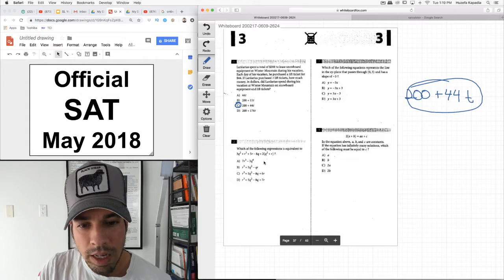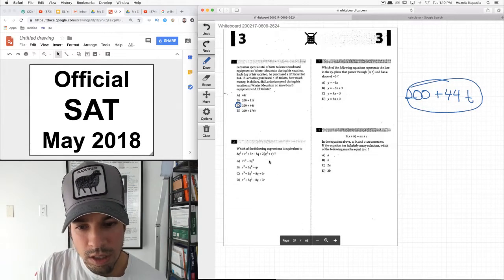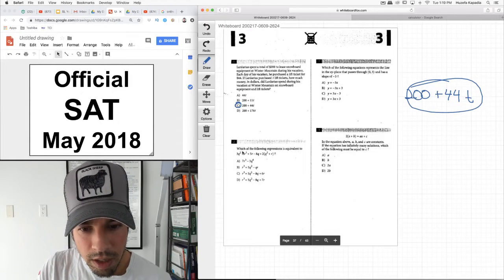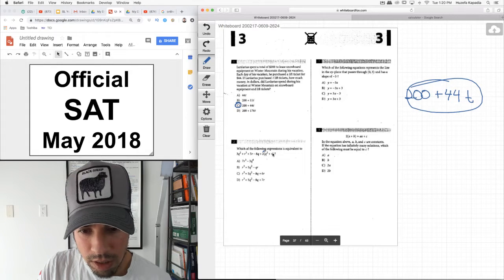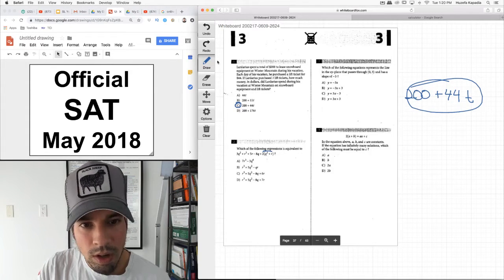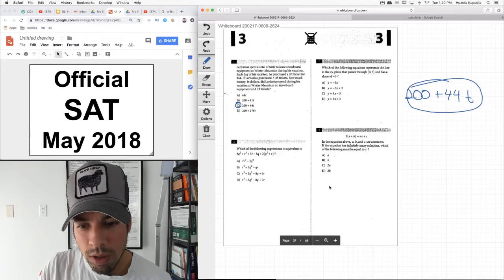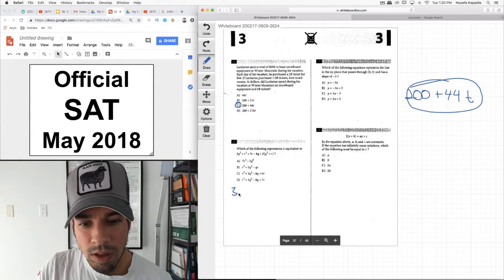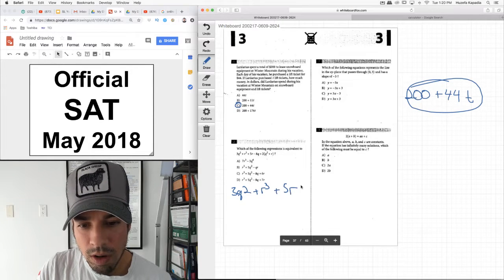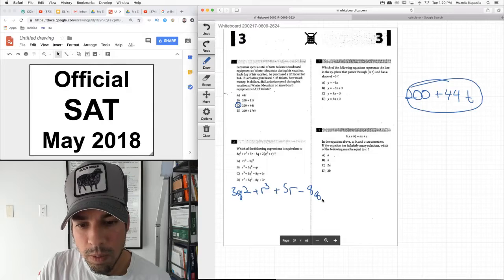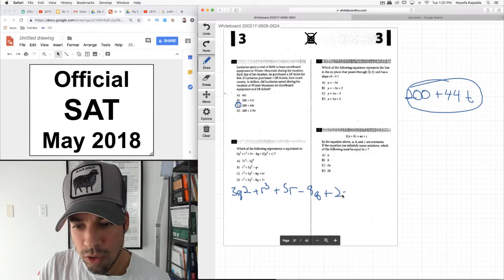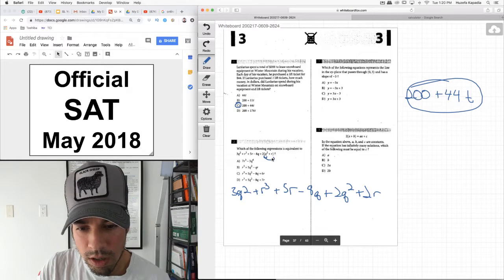Okay. Next, which of the following expressions is equivalent to this? All right, so what we're going to do is simplify. These guys can't be simplified, but I can distribute the 2. So the first thing, we want to attack parentheses like this. Gosh, this is kind of small. But I'm going to distribute that 2. And then we've got 3q squared plus r cubed plus 5r minus 8q plus 2q squared plus 2r. You see how I distributed that 2 here and here?